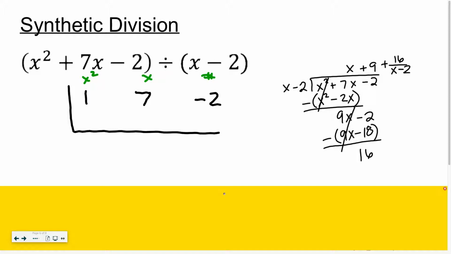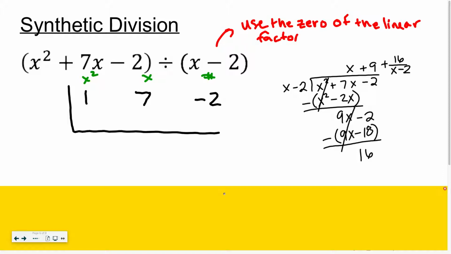All right, now outside of the synthetic box, we have to figure out what to put there for this divisor, x minus 2, because we're not going to put an x in it. So outside of the synthetic box, I'm going to say this. Use the 0 of the linear factor.